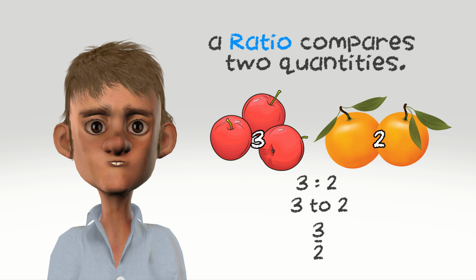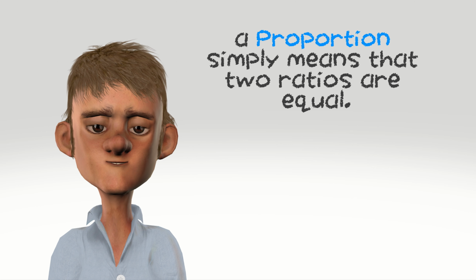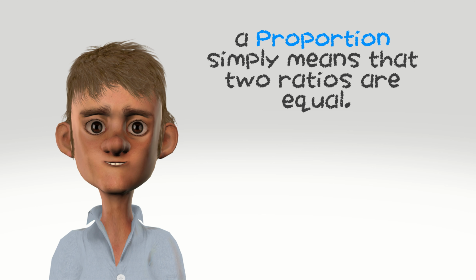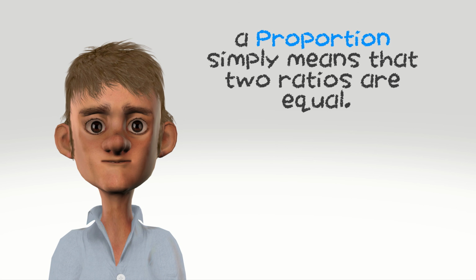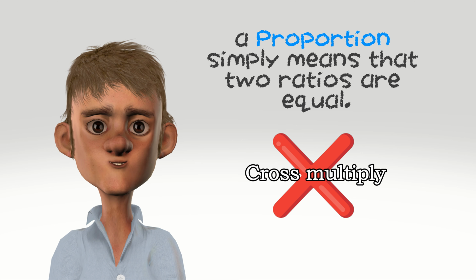Now onto proportions. A proportion simply means that two ratios are equal. For example, if you're baking and need to scale up a recipe, proportions help you keep the balance perfect. Now, here's the key rule. Cross-multiply to check if two ratios form a proportion.